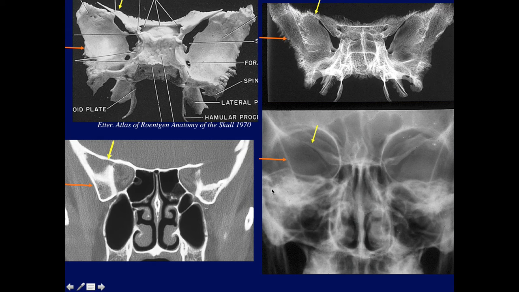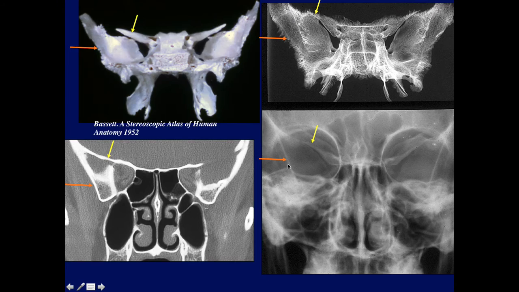And again, on a plain film, which we rarely see anymore, this is the lesser wing of the sphenoid. This used to be called the nominate line. This is the greater wing of the sphenoid in this projection. And again, on this anatomic specimen of the isolated sphenoid, this is the lesser wing, and this is the greater wing. The lesser wing is a delicate structure, very thin, and it sometimes extends a little further, sometimes less.